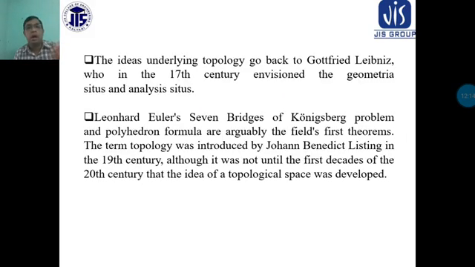The ideas underlying topology go back to Gottfried Leibniz in the 17th century, who envisioned geometria situs and analysis situs. Leonhard Euler's Seven Bridges of Königsberg problem and the polyhedron formula are arguably the field's first theorems.